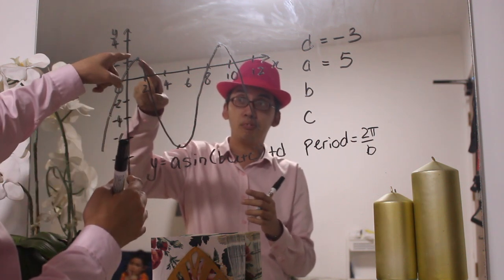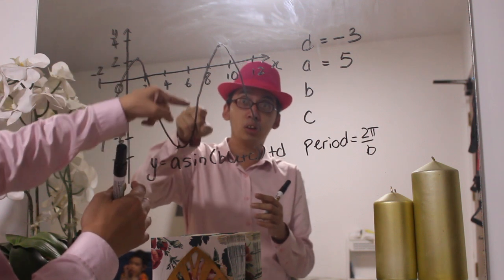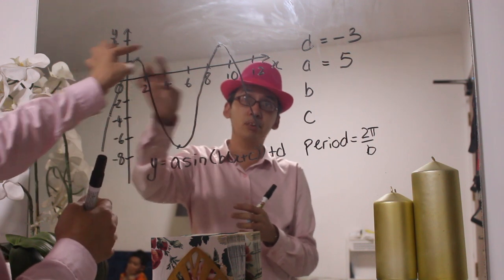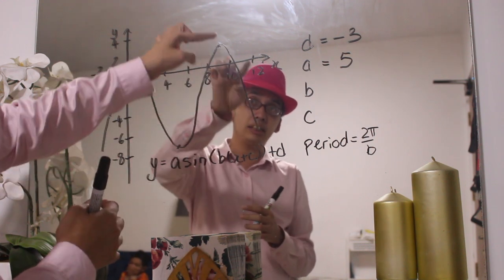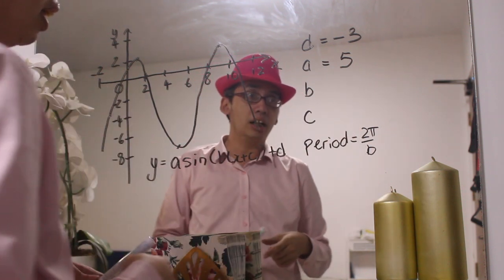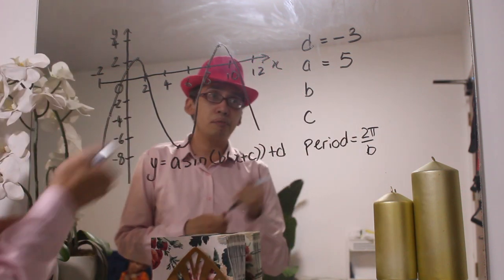So maybe I take this from 1 all the way up to 9. That is an easy number to see, from the maximum point to the other maximum point. So 1 to 9 is actually 8. So if you bring the b up, the period goes down. 2 pi divided by 8 will be pi over 4.